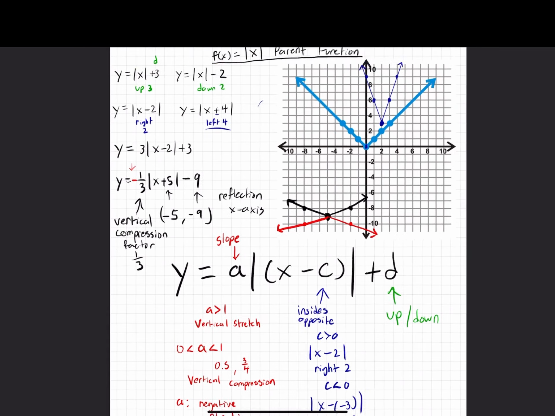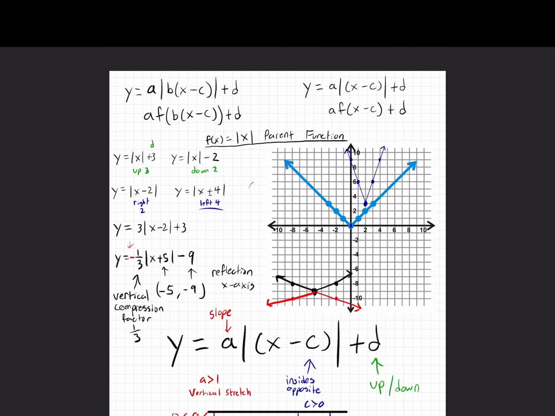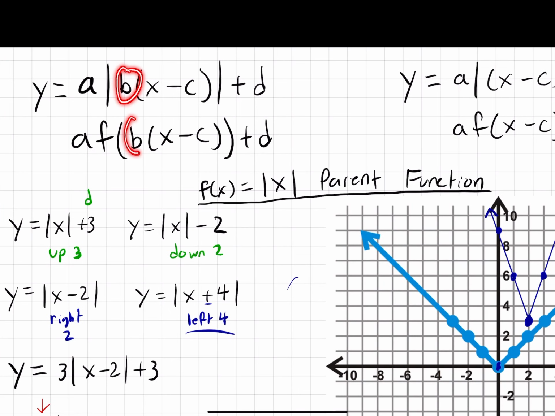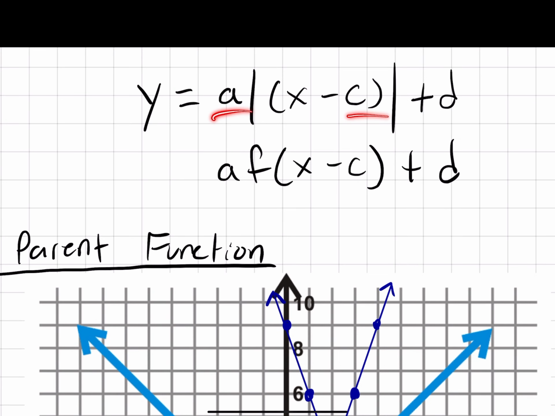And that is every transformation that is possible, especially possible on my test. Because like I said, you will not see any values being multiplied on the inside during this test. You will only see A, C, and D.